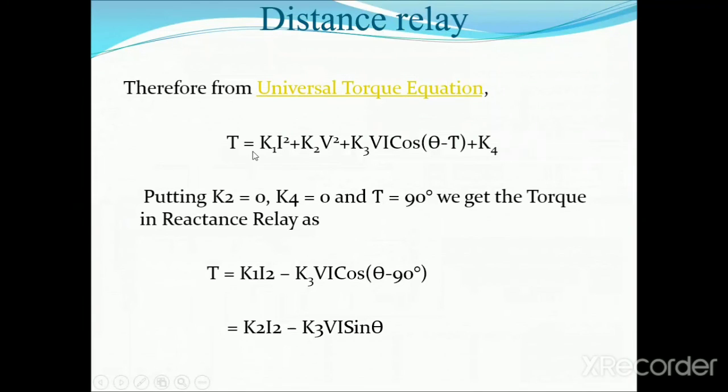Therefore, the universal torque equation is T equals K1 I square plus K2 V square plus K3 VI cos of (theta minus tau) plus K4. Okay, this is the universal torque equation. In the case of the reactance relay, putting K2 equal to 0 means there is no voltage coil and the spring constant, and then tau is equal to 90 degrees. Why?